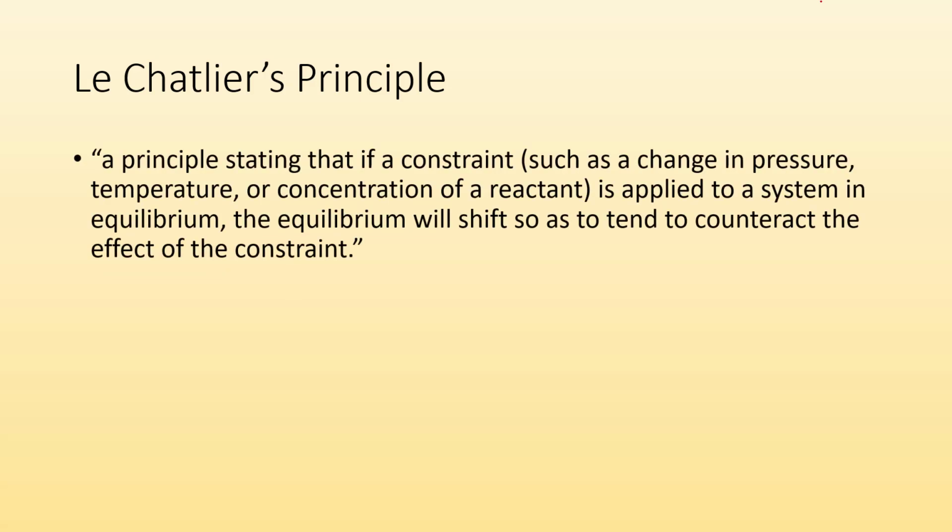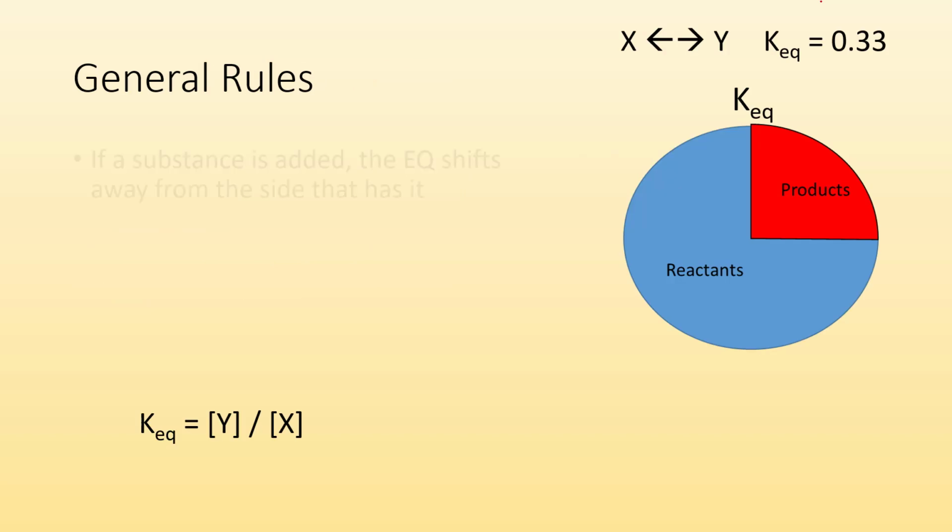All right, so what is Le Chatelier's principle? It's a principle stating that if a constraint, such as a change in pressure, temperature, or concentration of a reactant, is applied to a system in equilibrium, the equilibrium will shift so as to tend to counteract the effect of the constraint. So systems at equilibrium like to restore equilibrium. If you do something that's going to disturb that equilibrium, it's going to respond in such a way to restore that equilibrium. So some general rules.